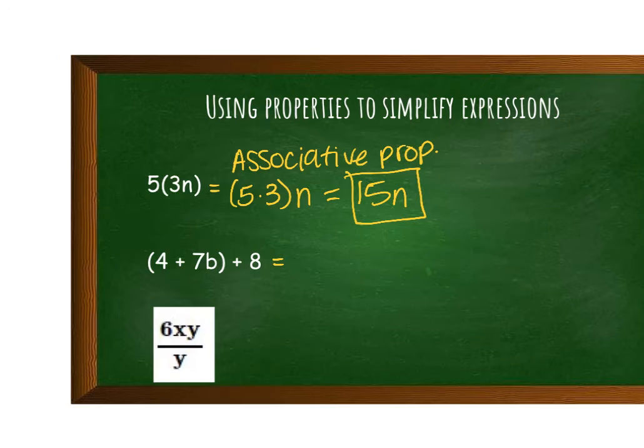Okay, next we've got 4 plus 7b plus 8. Now this one we're going to use 2 properties. We're going to go ahead and use the commutative.